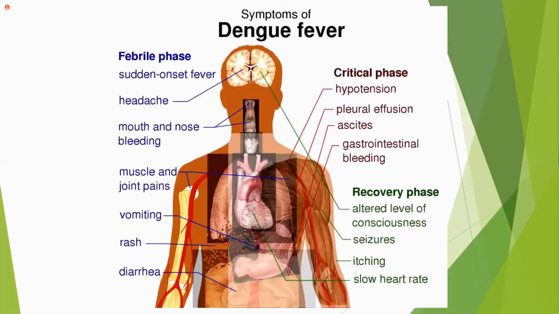These are the symptoms of dengue fever. There are 3 phases. The febrile phase has sudden onset fever, headache, mouth and nose bleeding, muscle and joint pain, vomiting, rash, and diarrhea. Then there's a critical phase, in which capillary leakage occurs, leading to hypotension, pleural effusion, ascites, and gastrointestinal bleeding. Then there's a recovery phase, in which an altered level of consciousness, seizures, itching, and slow heart rate can occur.